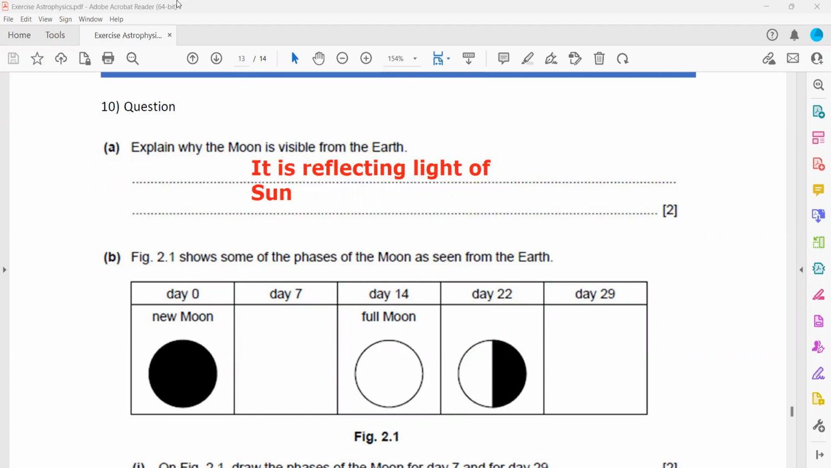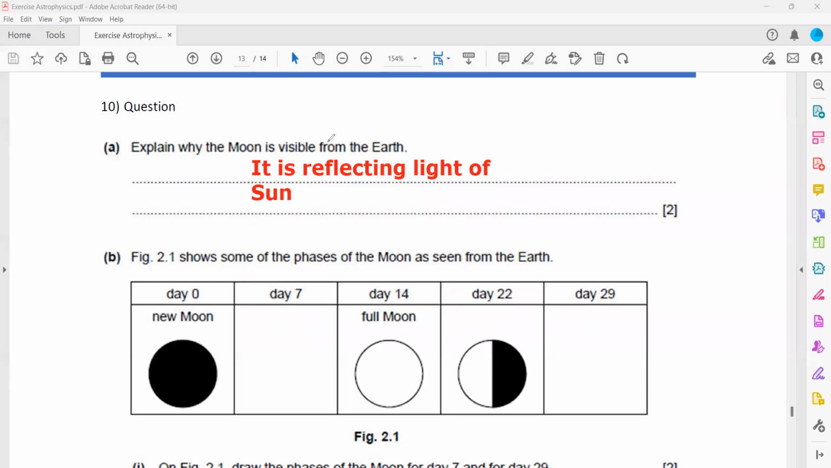Then you can see here they mentioned the cycle of the moon. As we know, 28 days, approximately. So first we have a new moon. Then after 14 days we'll have a full moon. So in 7 days, because we want to sketch the position, we will have the first quarter.